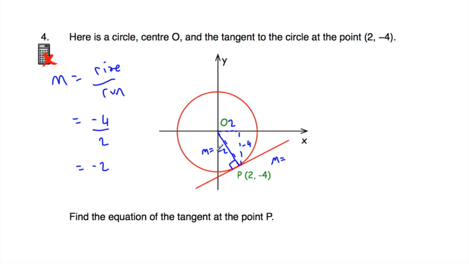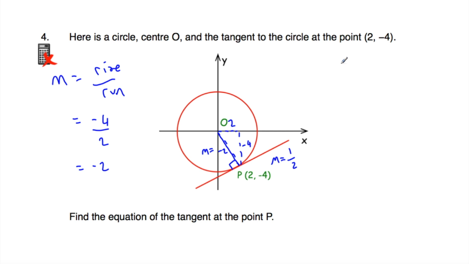So it was negative to begin with, so now it's going to be positive, and the reciprocal of 2 is a half. So that means the gradient of that line, the tangent, is a half. So that's fantastic. We've now got the gradient of the tangent. And just to recap, if you know the gradient of the radius was equal to -2, the negative reciprocal of that would be a half. And we can also check that -2 times a half is -1. And the two gradients for perpendicular lines will always multiply together to be -1, and that works in this case as well.